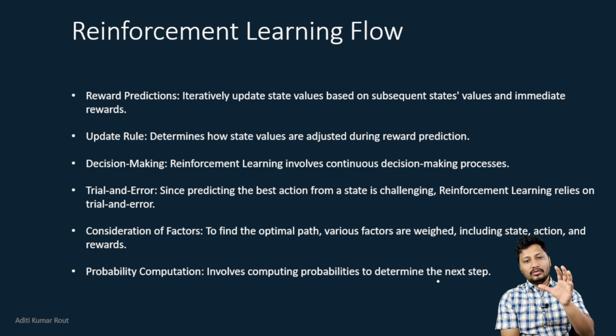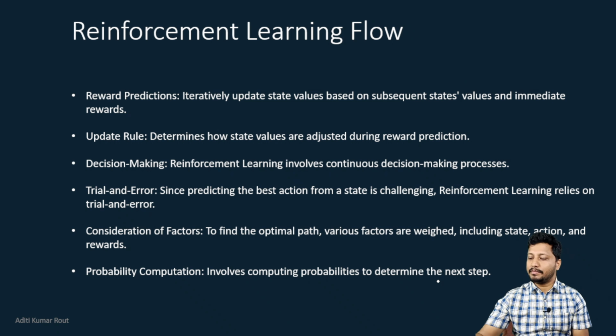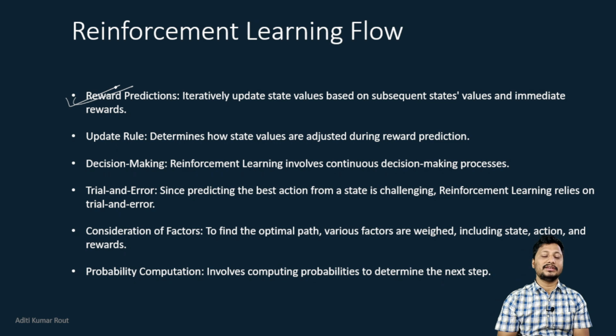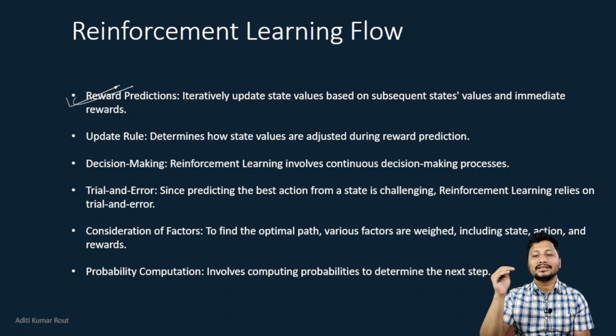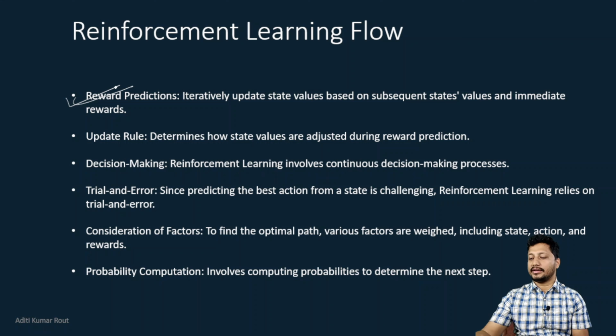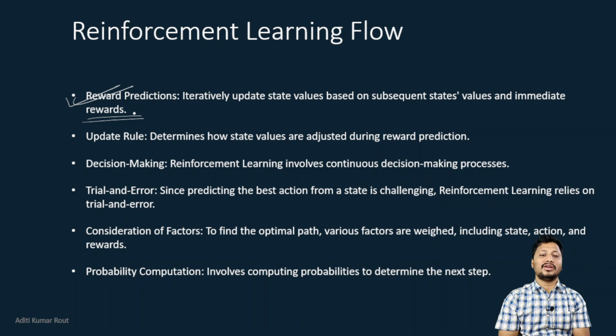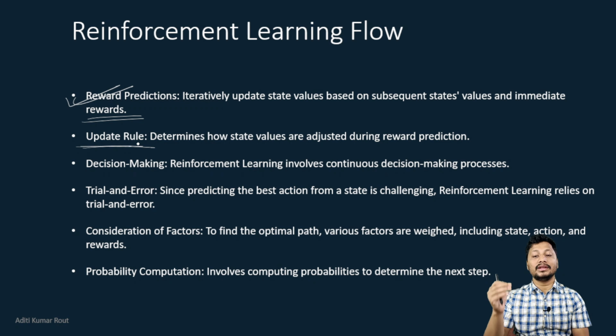First of all, we need to predict the reward. Not the first step, this is one terminology: predicting reward. Iteratively update state values based on the subsequent state values and immediate reward. That is one flow during the reinforcement learning flow. The second point is the update rule: determine how states are adjusted during reward predictions.